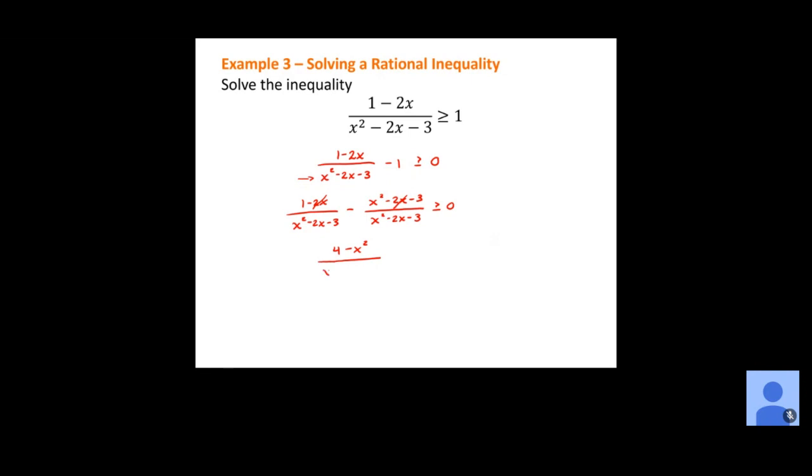My denominator, again, is still just x squared minus 2x minus 3, greater than or equal to 0. So now I've combined everything into a single fraction. What's our next step going to be? Now we can factor. Good. How would we factor that numerator?